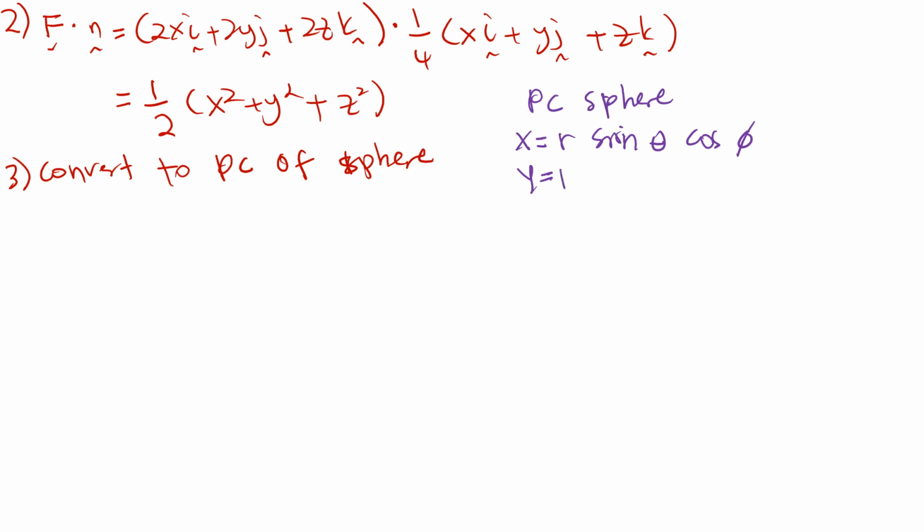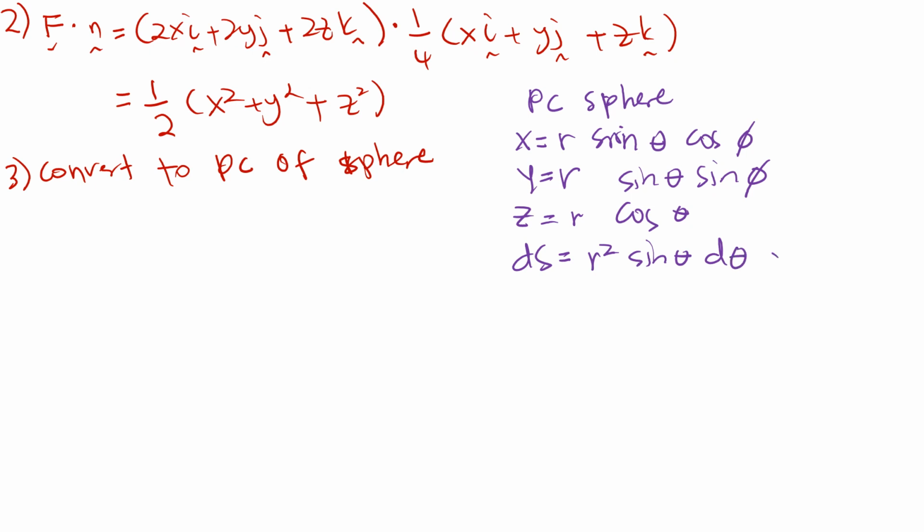Y is equal to r sine theta sine phi. Z is equal to r cos theta, and dS is equal to r squared sine theta d theta d phi. Okay? Right, so now we're going to convert this F dot n to the polar coordinates of the sphere.